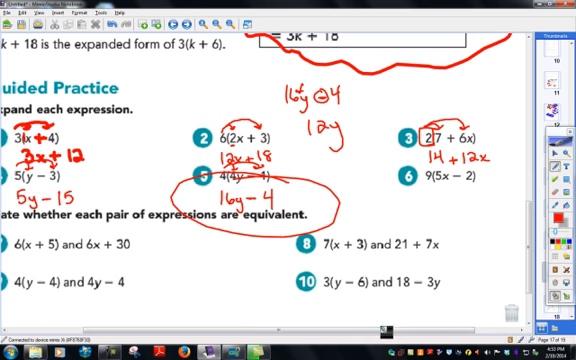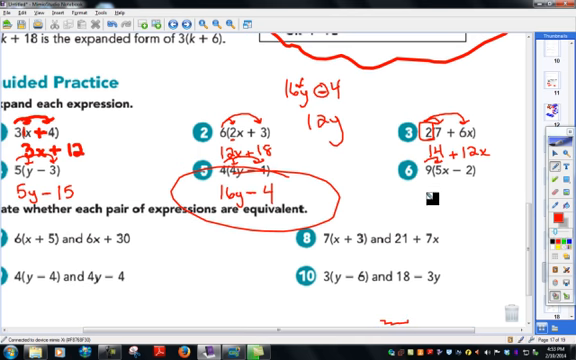Okay, this last one here, 9 times 5x would be 45x.